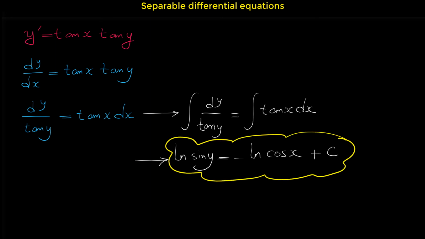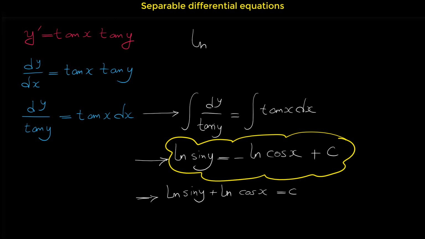But actually we can write this answer in much better form and more simplified form. Let me show you how we can simplify this answer. First, let's bring negative ln of cosine of x to the other side of the equation. Then we can write this as ln of sine of y plus ln of cosine of x equals c.